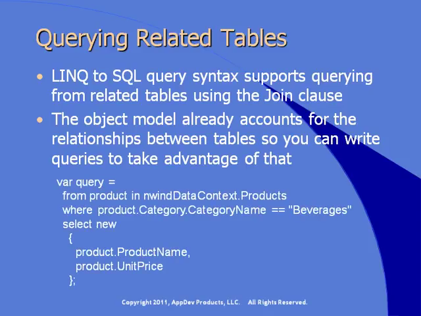So here's a query to bring back beverages. We could write the query to link the product class to the category class based on the category ID, or we could write it like this. So here our query is from product in datacontext.products, where product.category.categoryName equals beverages. The product class has a category property, and that category property references an instance of the category class, and it's an instance that represents that product's category. So product.category.categoryName is the category name for that product. So for any product where the category is beverages, bring back the product name and the price.